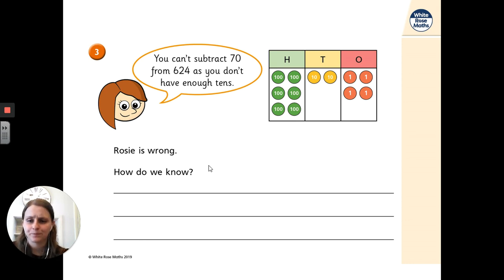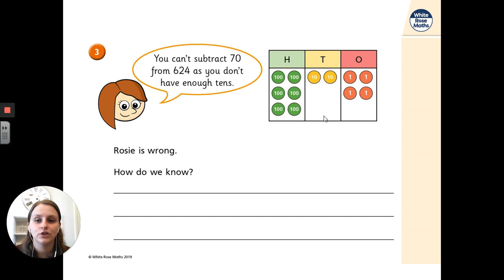Okay, question 3. So Rosie says, you can't subtract 70 from 624 as you don't have enough 10s. So if we use her working out here, she's got 624 and she says there's not enough 10s in my 10s column to be able to subtract it, so I can't do it. Now Rosie is wrong. We know that, but how do we know that? So can you explain what she should do and how you know that she is wrong?